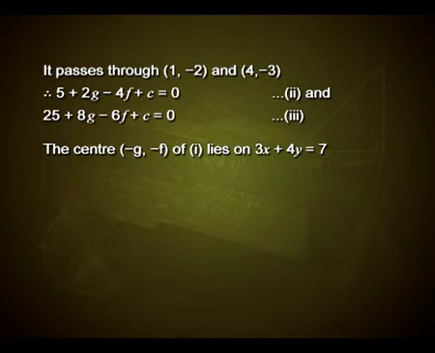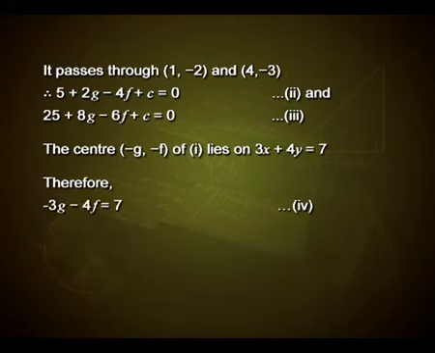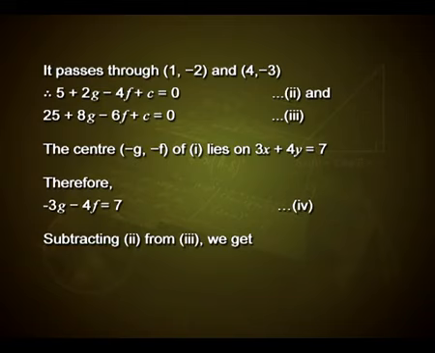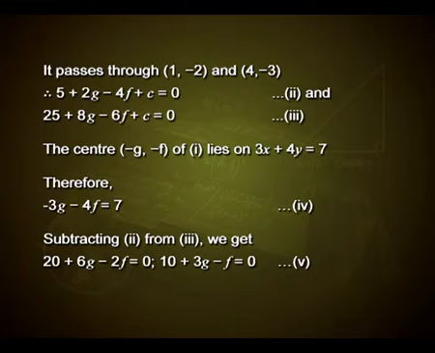The center (-g, -f) of the first equation lies on 3x + 4y = 7. Therefore, -3g - 4f = 7 is our fourth equation. On subtracting the second equation from the third, we obtain 20 + 6g - 2f = 0. As we can see here, 2 is a common factor, so it can be reduced to 10 + 3g - f = 0, that is equation number 5.